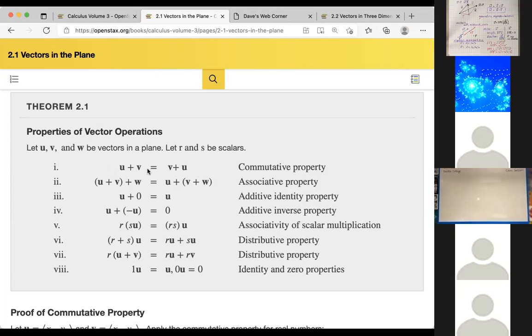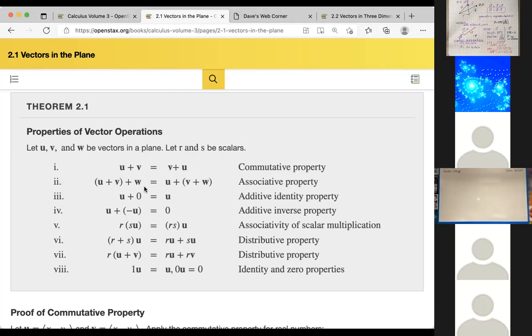I've already shown you geometrically on the paper that if you add v to the end of u, or if you add u to the end of v, you get the same vector, u plus v. So that's commutative. If you add three vectors, it doesn't matter which ones you add first. That's associative.